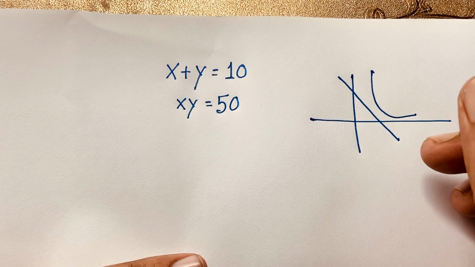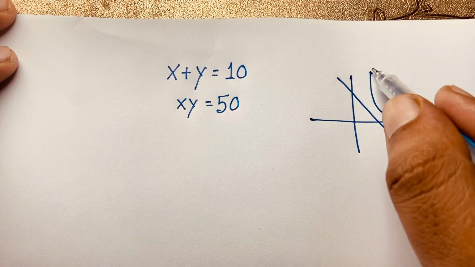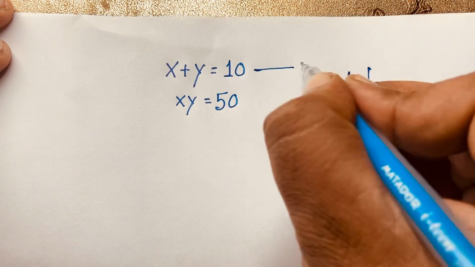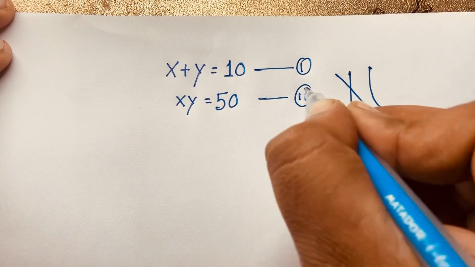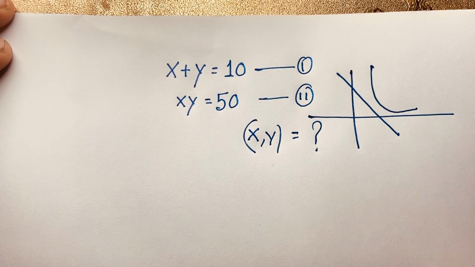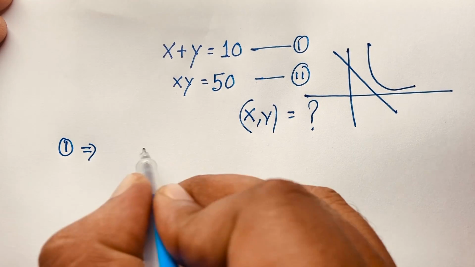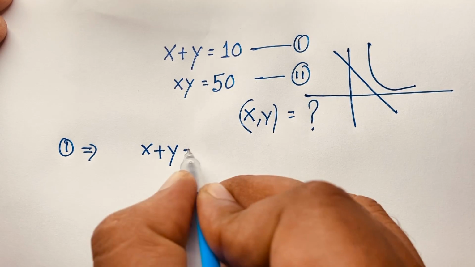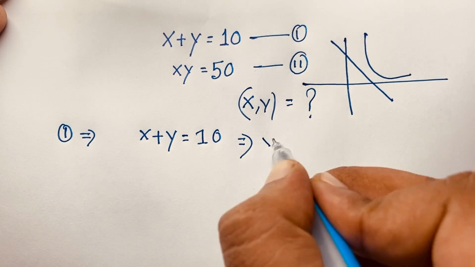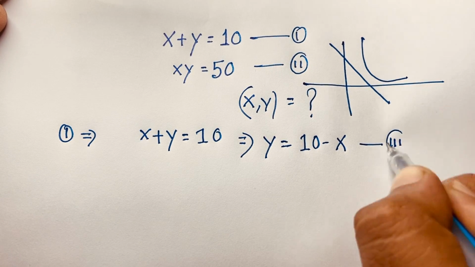Both are complex solutions, so you can see easily it will be x plus y is equal to 10, and this is xy. Now you can see easily here is our first equation, this is our second equation, and we'll find out x and y. Our first equation is x plus y is equal to 10. This is our first equation. Now you can see from this expression, y is equal to 10 minus x. So this is our third equation.